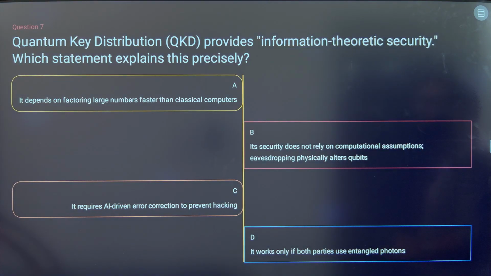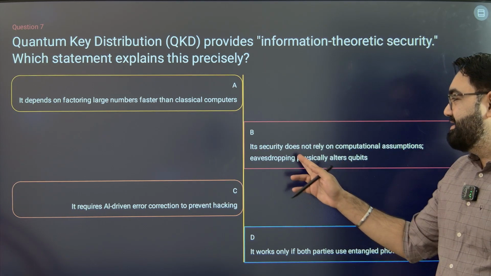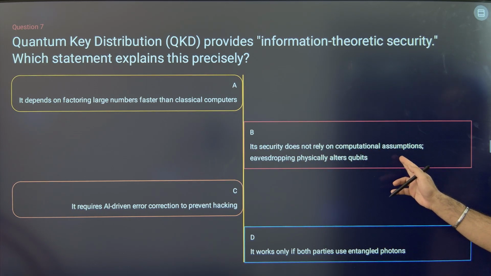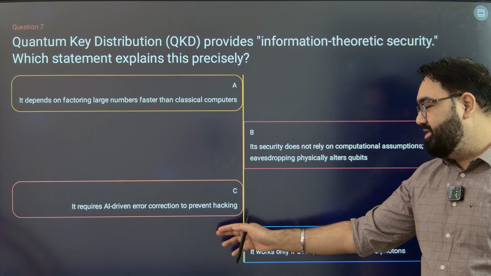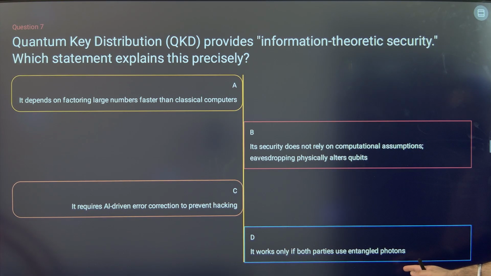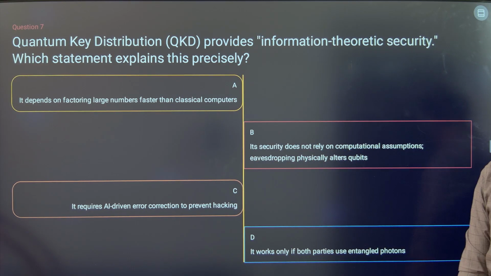Next, question number 7. Quantum key distribution. It's a question of science and tech. Quantum key distribution provides information theoretic security. Which statement explains this precisely? Does it mean it depends on factoring large numbers faster than classical computers? Does it mean its security does not rely on computational assumptions, and eavesdropping physically disturbs the qubits? It requires AI-driven error correction, or it works only when both parties use entangled photons? So what is the key feature of quantum key distribution?